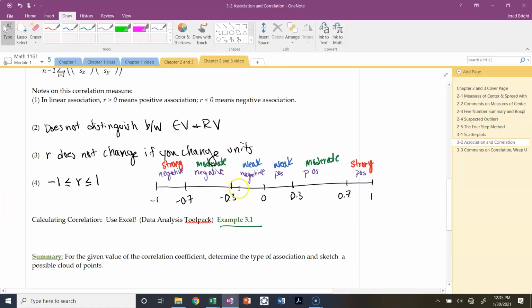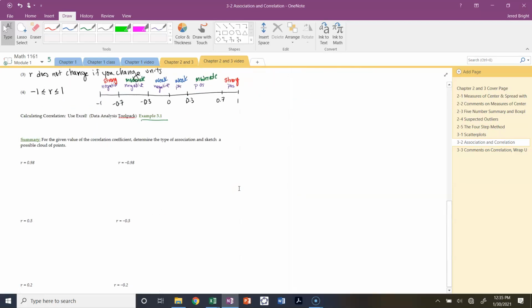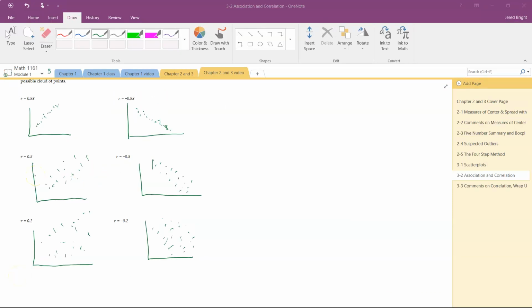As a final wrap up, I encourage you just to make a visual summary of the values of R, based on that kind of scale. So I have different values of R shown here. Take a moment and sketch a scatter plot of each of these, or at least a cloud of points that might be associated with these given values of the correlation coefficient. And here are my examples. So the higher the R value is in absolute value, closer to 1, the tighter the cloud of points should be. As you decrease the value of R towards 0 in absolute value, then the cloud of points is going to become more dispersed.